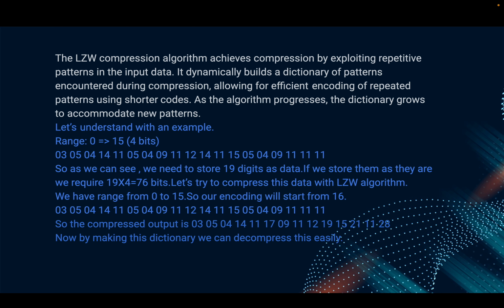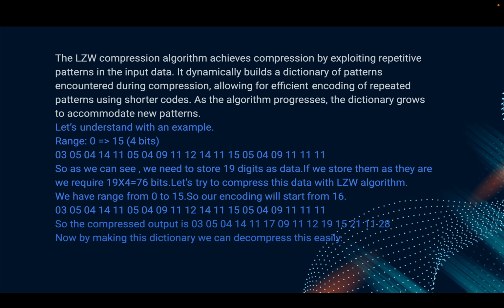We have range from 0 to 15. So our encoding will start from 16. Means dictionary elements will start from 16. So 0, 3, 0, 5, 0, 4, 11, 0, 5, 0, 4, 0, 9, 11, 12, 14, 11, 15, 0, 5, 0, 4, 0, 9, 11, 11, 11.